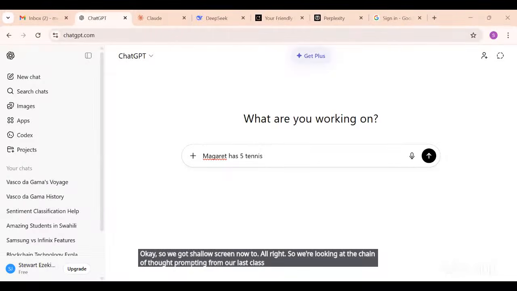All right, so we're looking at chain of thought prompting from our last class, and we said that chain of thought prompting is where we have to be able to break the thoughts in the prompt into steps.